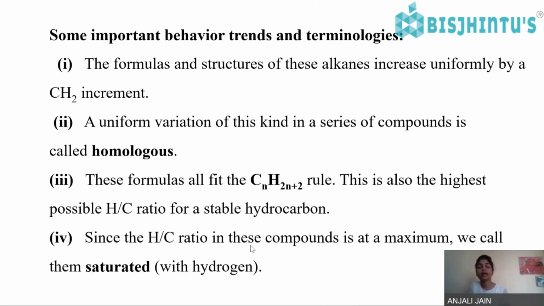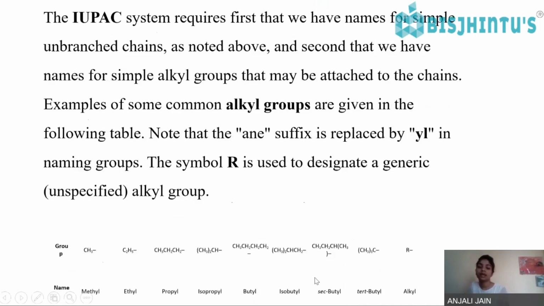That is why these are called saturated, and unsaturated compounds are those which are not having only single bonds, they are having a double bond. So alkene and alkyne both will be called unsaturated. The only saturated compounds are alkanes.